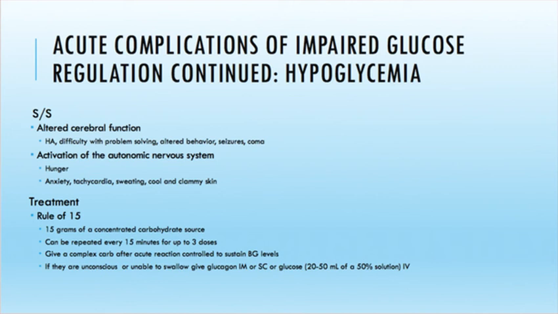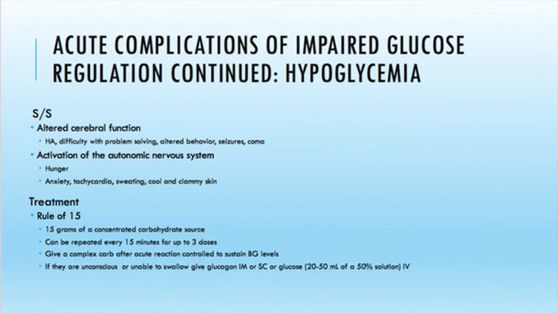So it can activate the autonomic nervous system, so they start to see hunger, anxiety, tachycardia, sweating, and cool and clammy skin. The treatment, they call it the rule of 15. So 15 grams of a concentrated carbohydrate source with glucose working the best. So they do sell glucose tablets, otherwise they tell people to carry lifesavers or orange juice or something like that. This is going to be repeated every 15 minutes. That's why they call it the rule of 15. Every 15 minutes up to 3 doses.